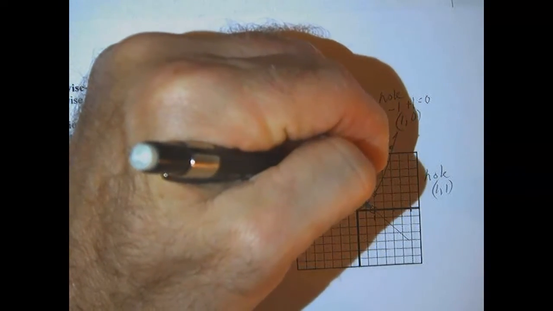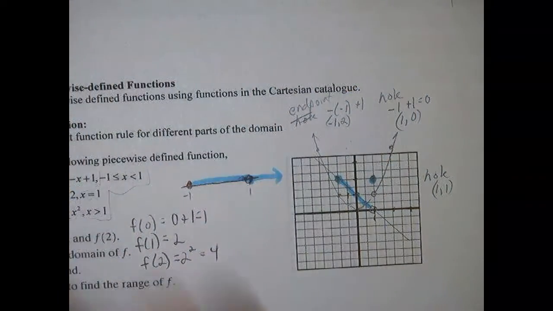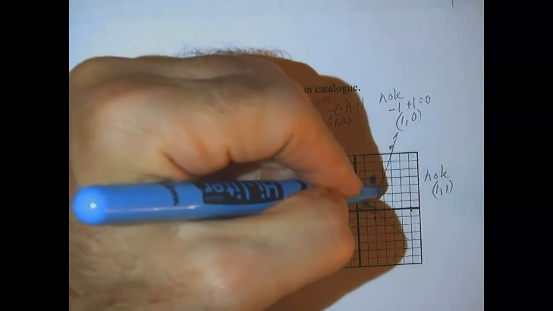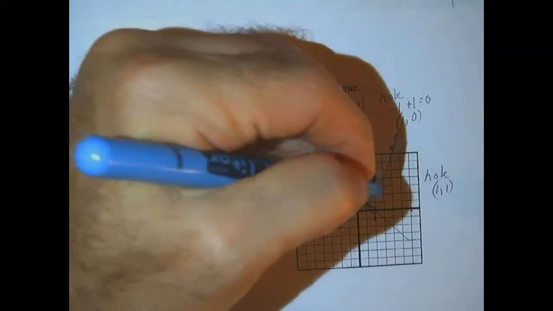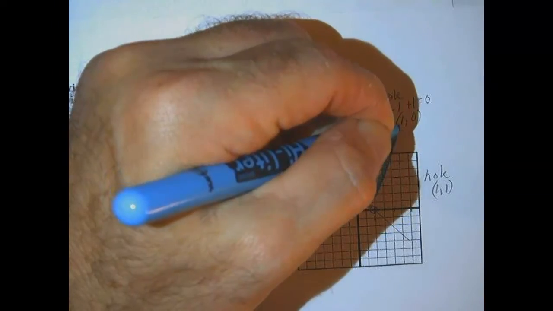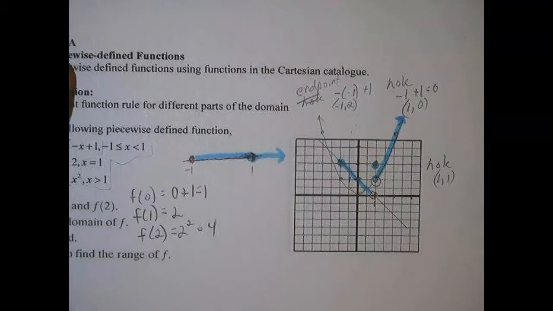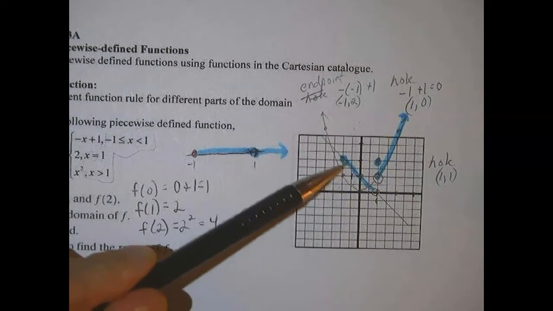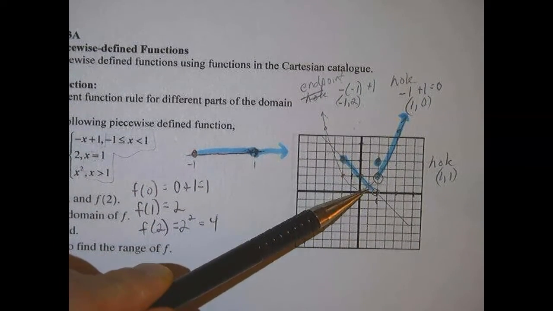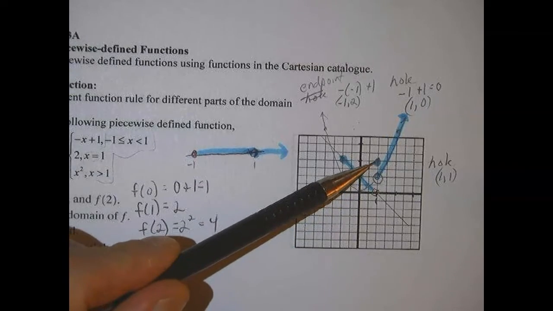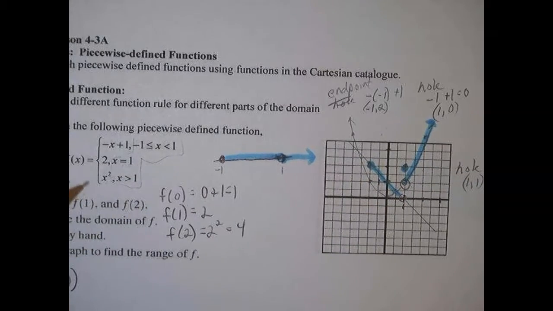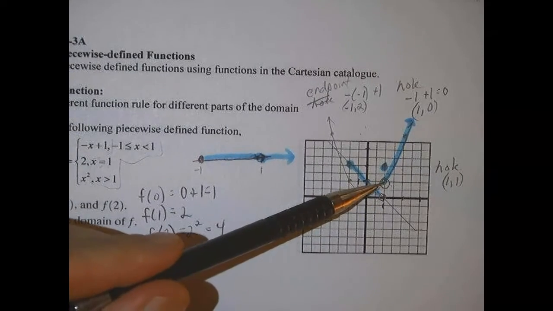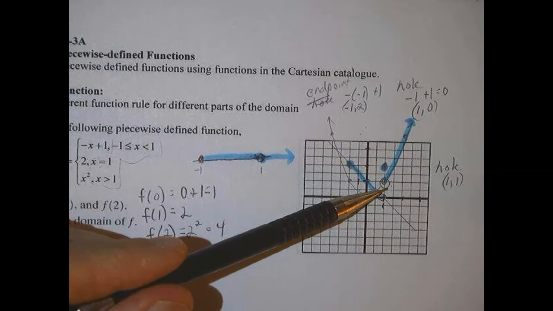And this is the part of the graph that we care about, so let me highlight it. It goes on forever. It starts, oops, I didn't mean to fill in the hole. It starts at that hole. Let's make sure that that's clearly a hole at 1, 1. Okay, there's the graph. So it's got a little piece of a line for the first branch. It's got a point for the second piece of the function, and then it's got part of a parabola for the third piece.